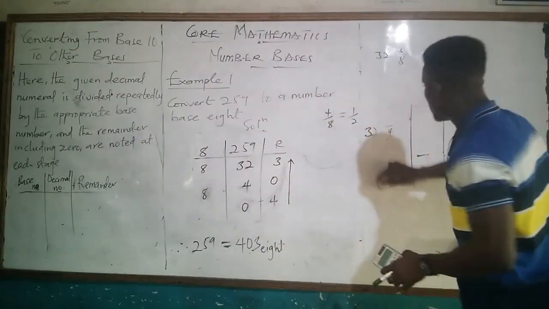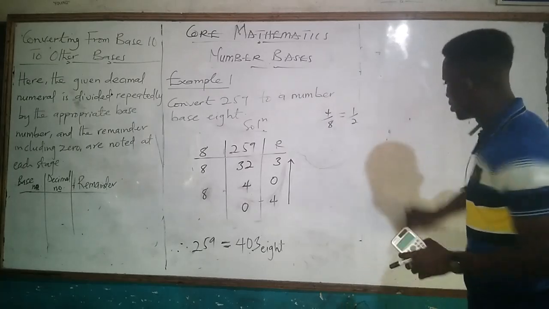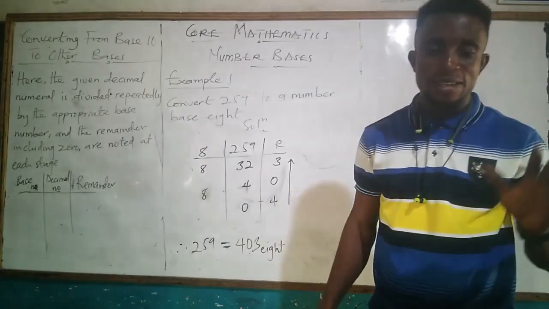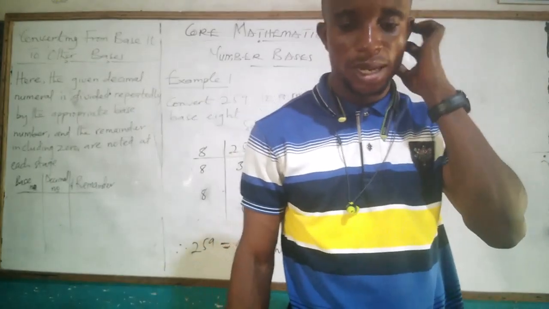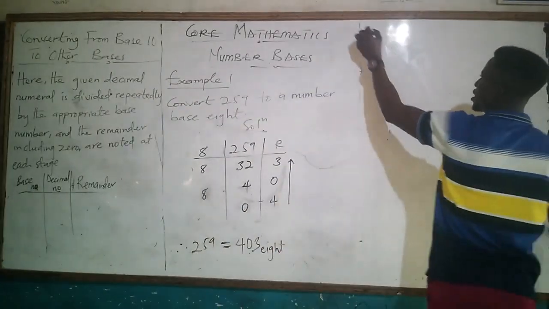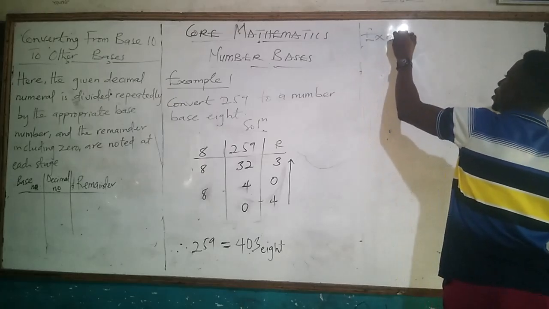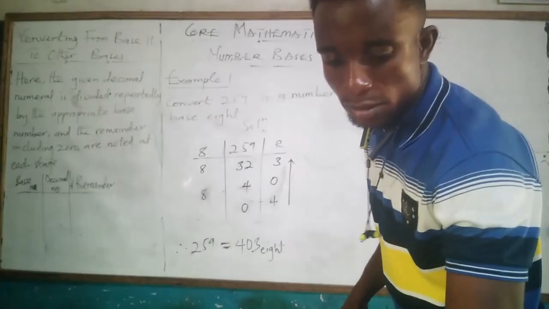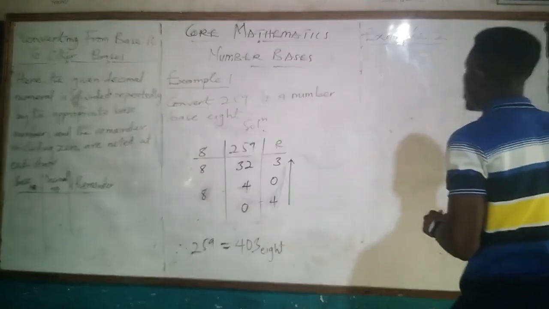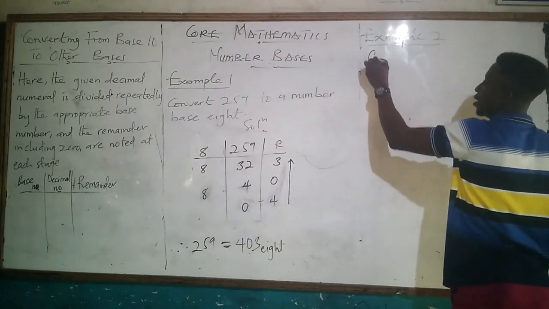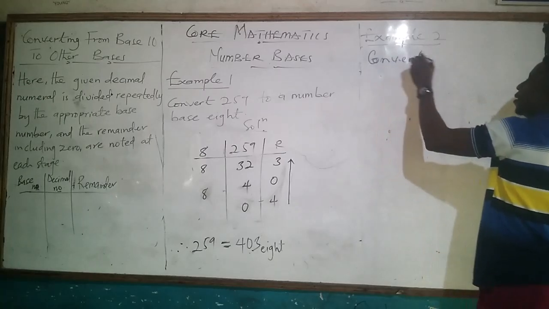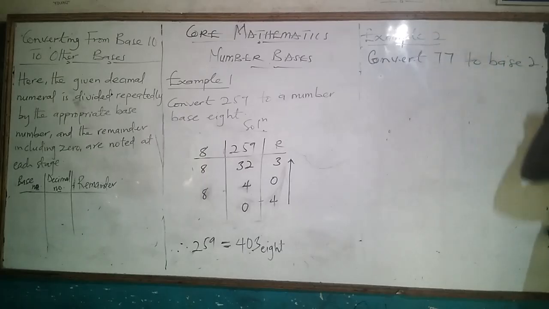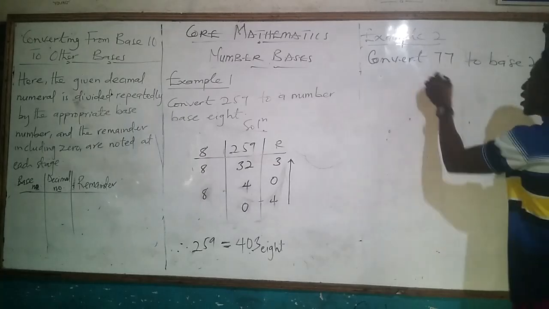Okay. So let's begin. Let's take the next example. That is example 2. You are to convert 77 base 10 to a number base 2. We are to convert example 2. We have to convert 77 base 10 to base 2. And let's see what that one is going to get at.